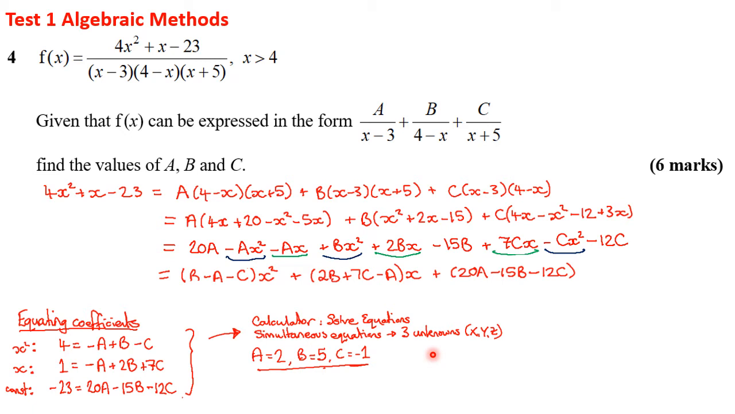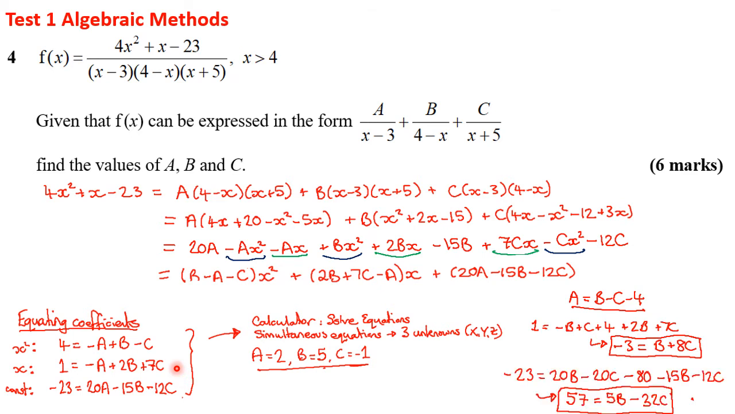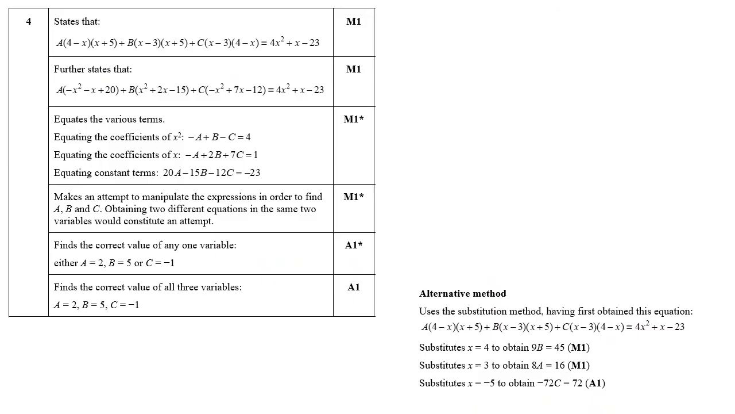The mark schemes you will see though give marks for method, so you need to show that you know how to solve them. To do that, take one of the equations over here, for example this first one, and just write it in terms of a equals. So from that first equation for x squared, we get a equals b minus c minus 4. Plug that equation for a into the other two equations and simplify, which leads us to two equations in two unknowns with b and c. Solve those as you normally would, and you will get the same answer whichever method you choose.